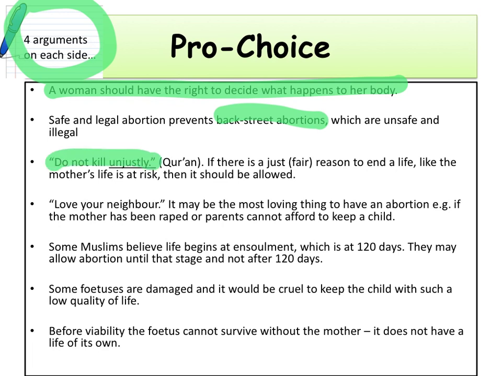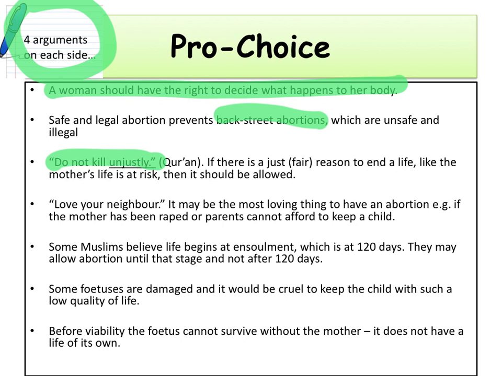Next, we've got this religious teaching from the Quran. Do not kill unjustly. This is the development of the Christian teaching, which is simply do not kill. If there is a just or fair reason to end a life, like the mother's life being at risk, then some Muslims may be able to argue that abortion could be allowed.